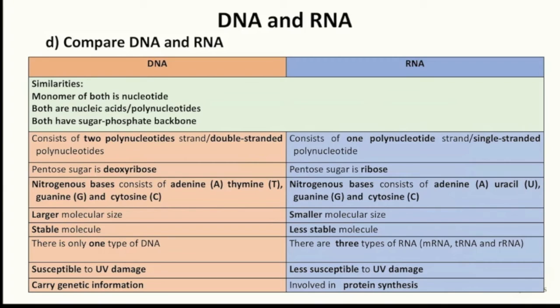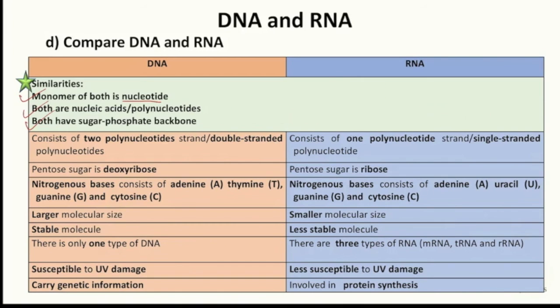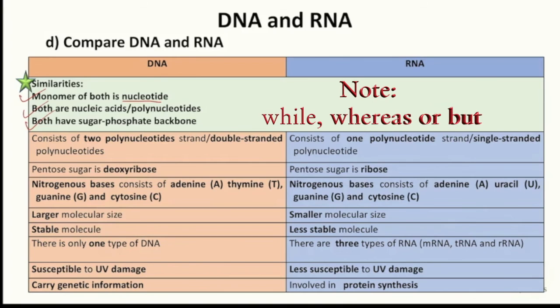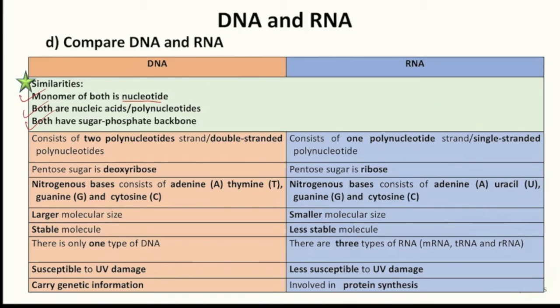Comparisons between DNA and RNA. For the similarities, the monomer for DNA and RNA is nucleotide. Both are nucleic acids or polynucleotides, and both will have sugar phosphate backbone. For the differences, in your exam, you are advised to write your answer in paragraph form, and you must use conjunctions such as while, whereas, but, to differentiate between DNA and RNA. For example, DNA consists of two polynucleotides, while RNA consists of one polynucleotide or single-stranded polynucleotide.